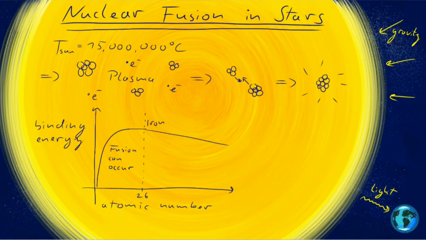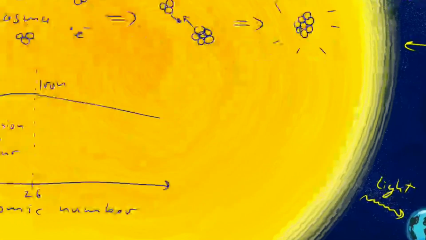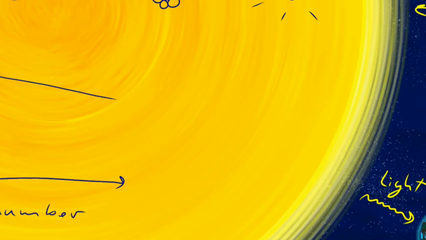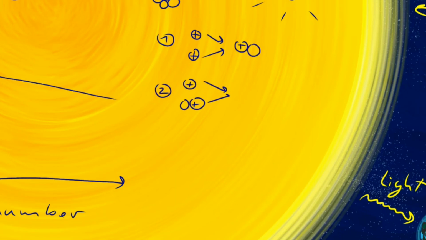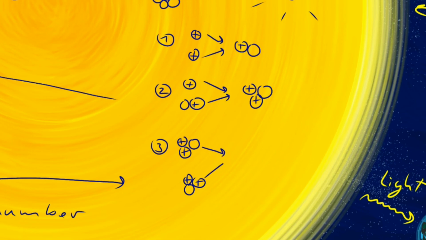There are three main fusion reactions that occur in stars. The first is between two hydrogen nuclei, or protons, one of which converts into a neutron via beta decay, and a deuterium nucleus is formed. The second is between a proton and a deuterium nucleus to form a light isotope of helium, and the third reaction involves two light helium isotopes fusing to create a helium and two free protons.